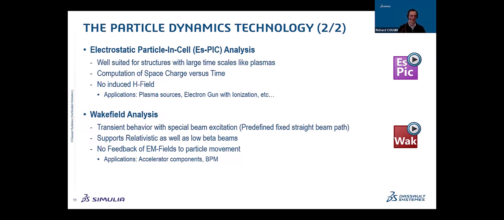It's well suited for structures which are quite large with large time scales like plasma, where you have electrons which are moving fast, whereas the ions are almost at rest. And then, of course, this has an effect on the time step, and the time step can really be adapted manually in order to control the convergence of the solver. There is no induced H field because this is not a self-consistent solver, and that's well suited for plasma sources, electron guns with ionization, and so on.